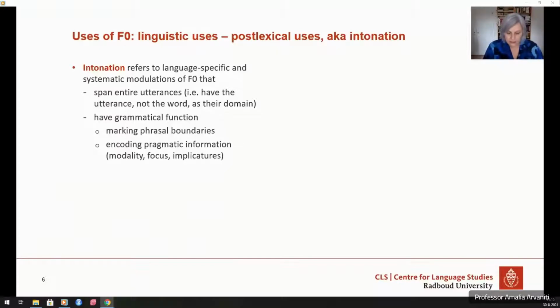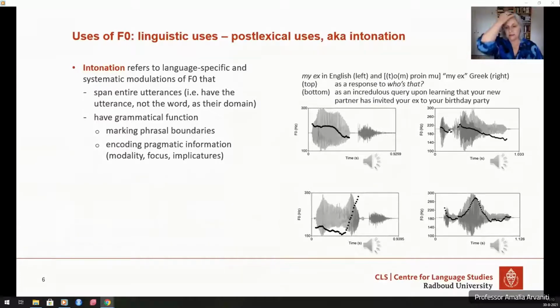Okay, and we can see that in the examples shown here. On the left, you have examples from English, and on the right, examples from Greek. In both cases, you have essentially the same phrase, which is my ex, and in Greek, o proin mu, ton proin mu. Okay, and the two top examples show you these phrases as a response to who's that. So just presenting new information, who's that, my ex.